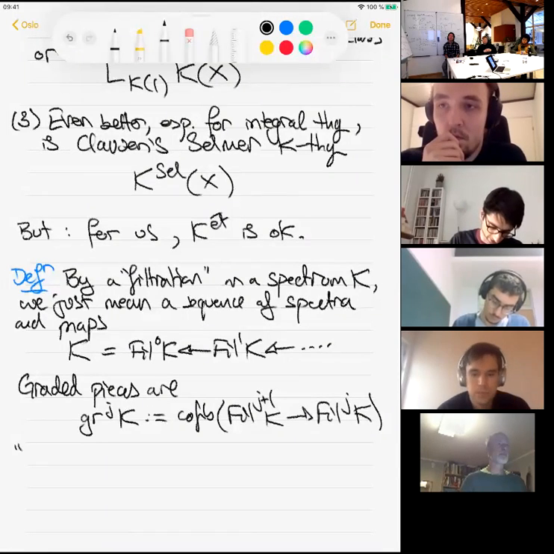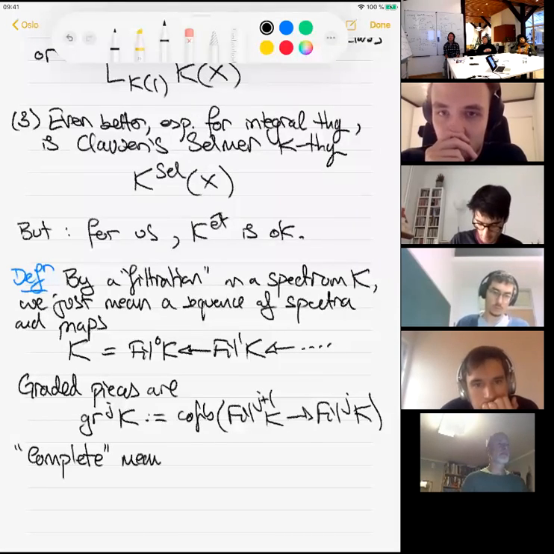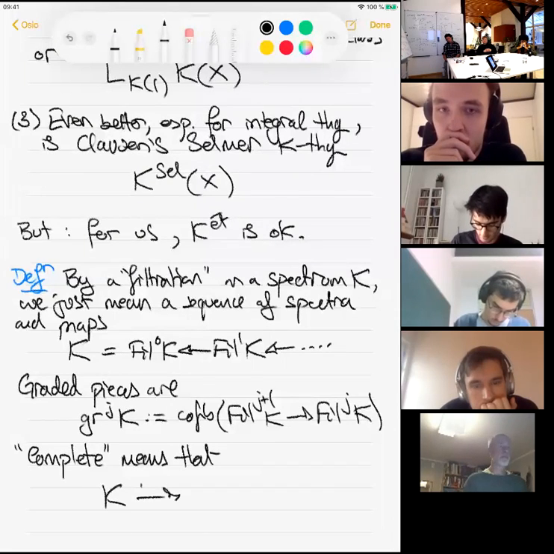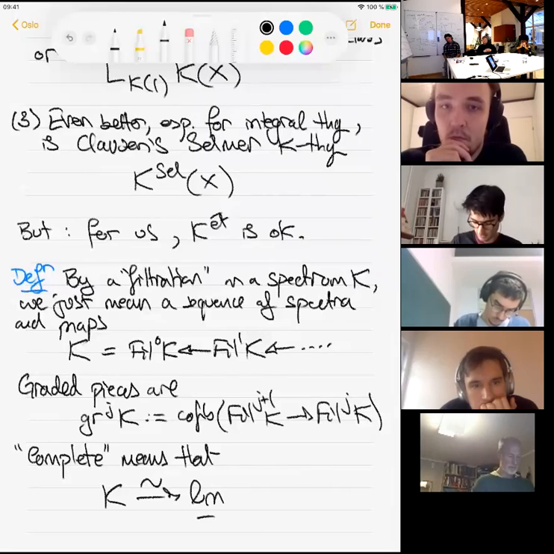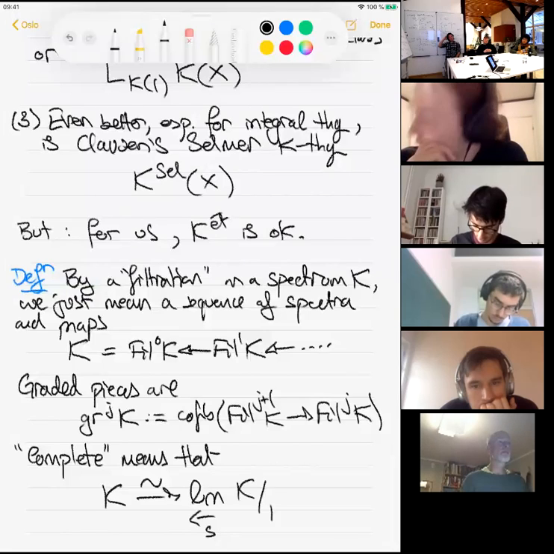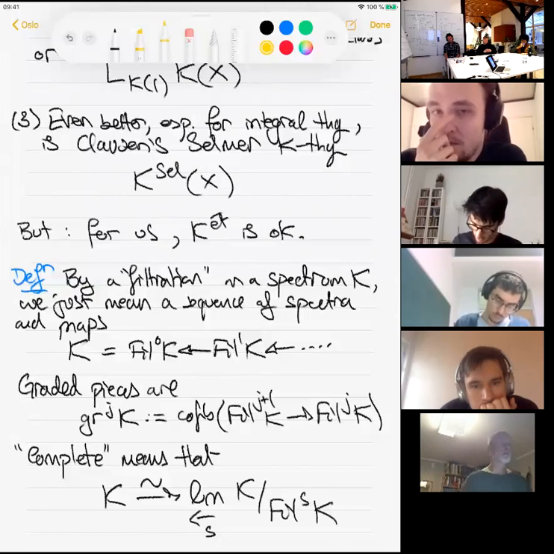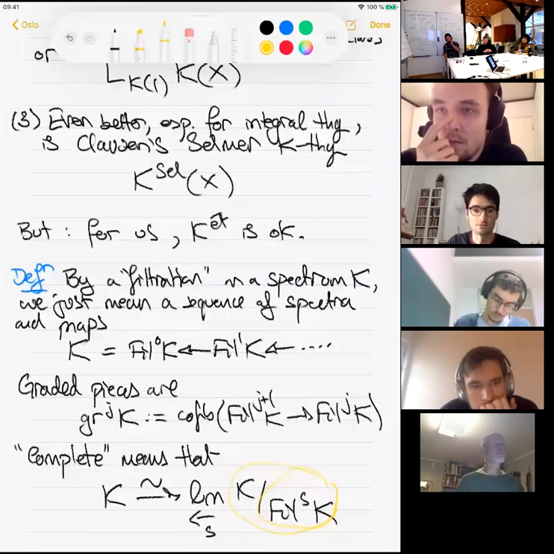For that, at the very least, we need to impose a completeness condition, which is to say that I can recover K by taking the limit over all the quotients of the filtered steps. Where by this slightly sketchy piece of notation, excuse me, K mod Fil^S, I really mean I take the cofiber, of course.